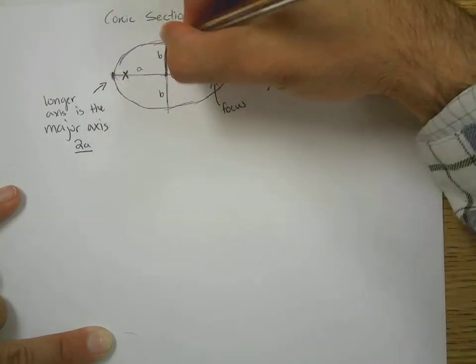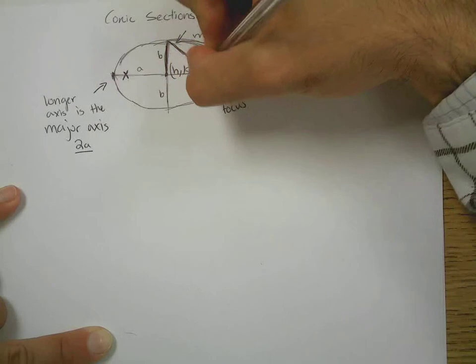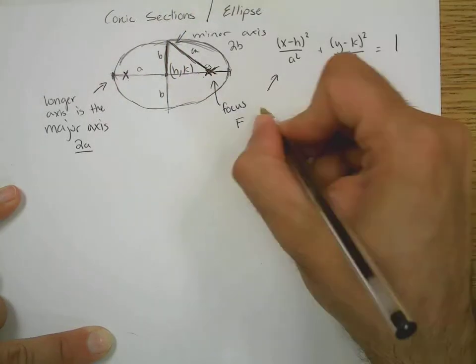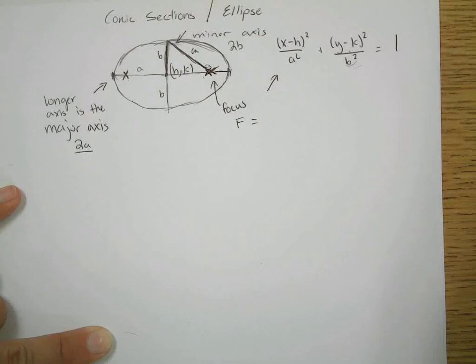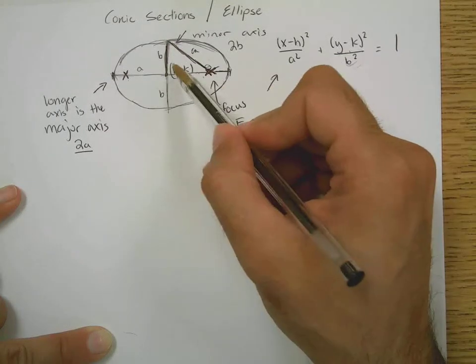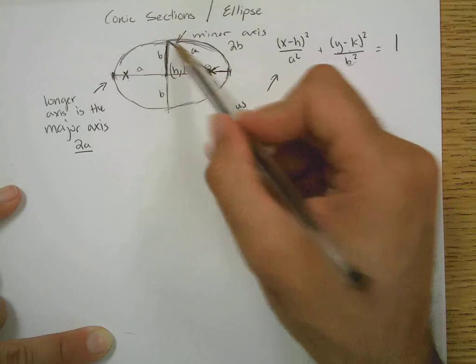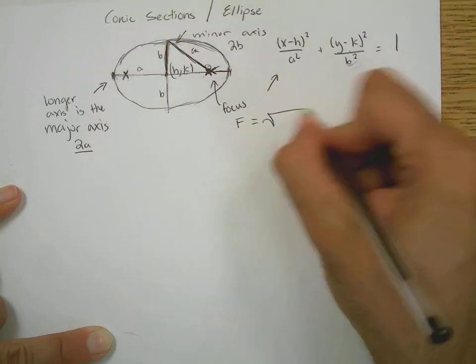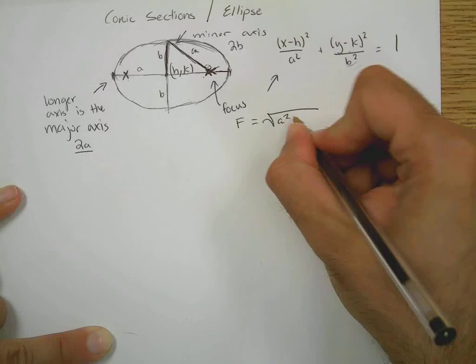And so our formula for the focus is going to be, well, look at that. It looks like a Pythagorean triangle, it is. And so I know it's going to be the longer, the hypotenuse squared, minus the smaller squared. And that tells me the distance, this length right here.